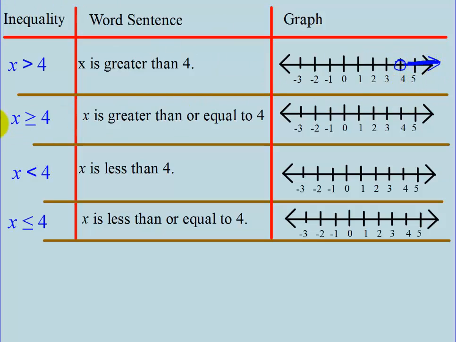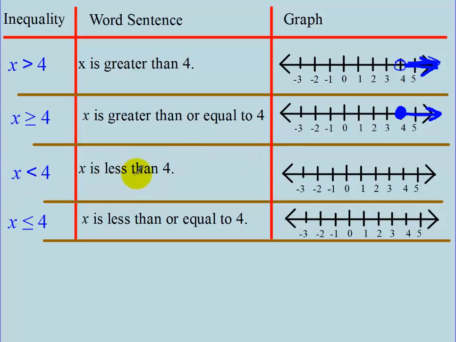All right, the next one. x is greater than or equal to 4. So that's how you say it, greater than or equal to. I'm going to do a closed circle, because or equal to means I do a closed circle. And greater than means I go in the positive direction, so I go up that way. That is the greater than sign.